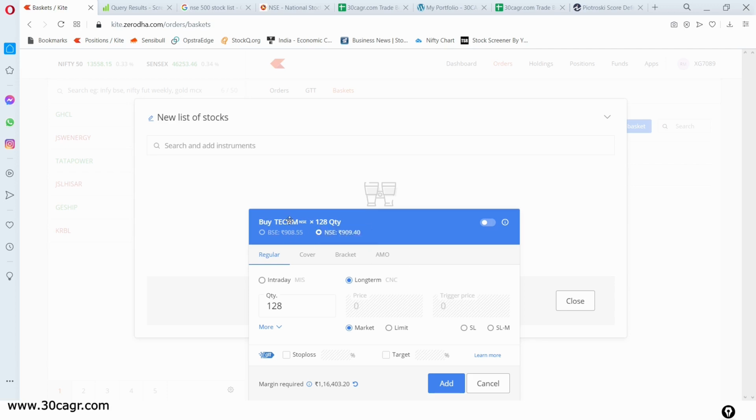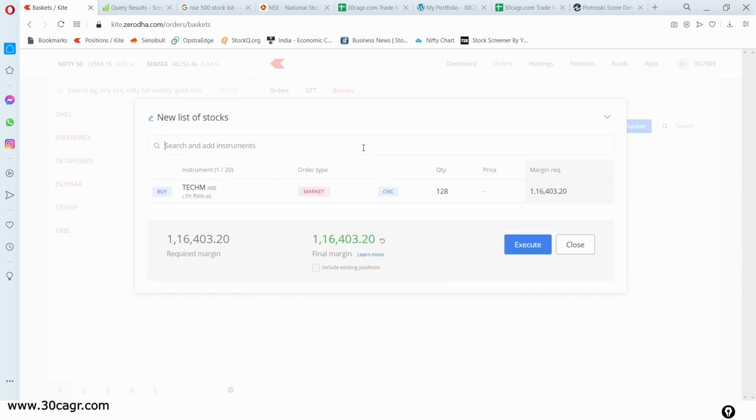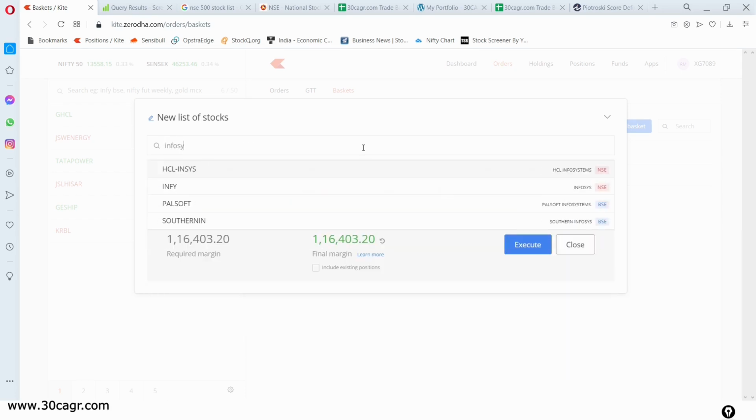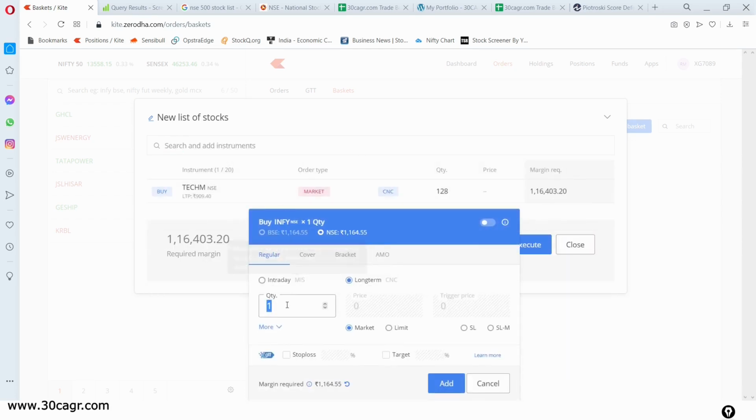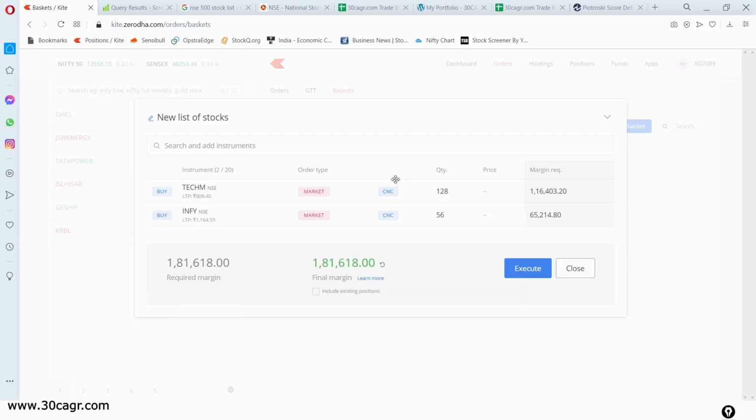So in this case, I entered Tech Mahindra 128 quantity long term, and then all you have to do is just hit on add. And if you want to add another stock, just type in the next stock and again the quantity, let's say 56, and then add. Like that you can build a basket of stocks along with the quantity, and you also get to see the margin required here. And after the market opens the very next day, all you have to do is just execute.